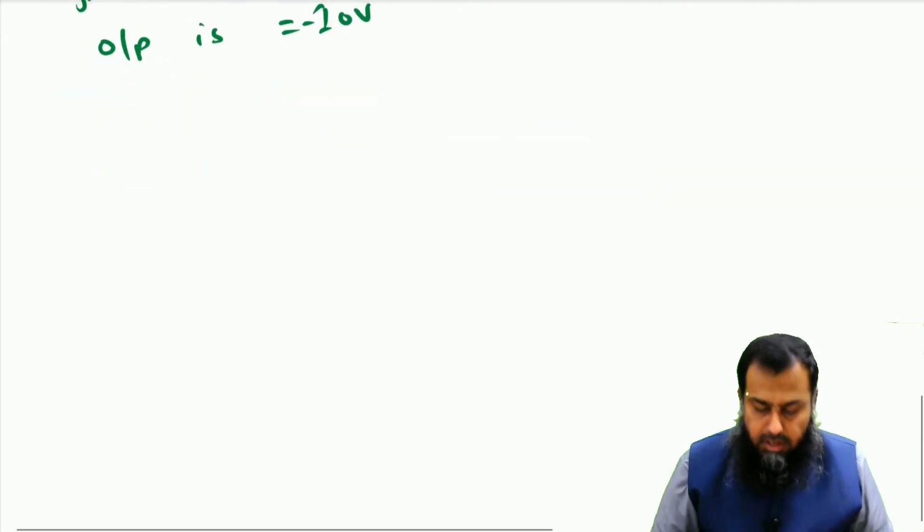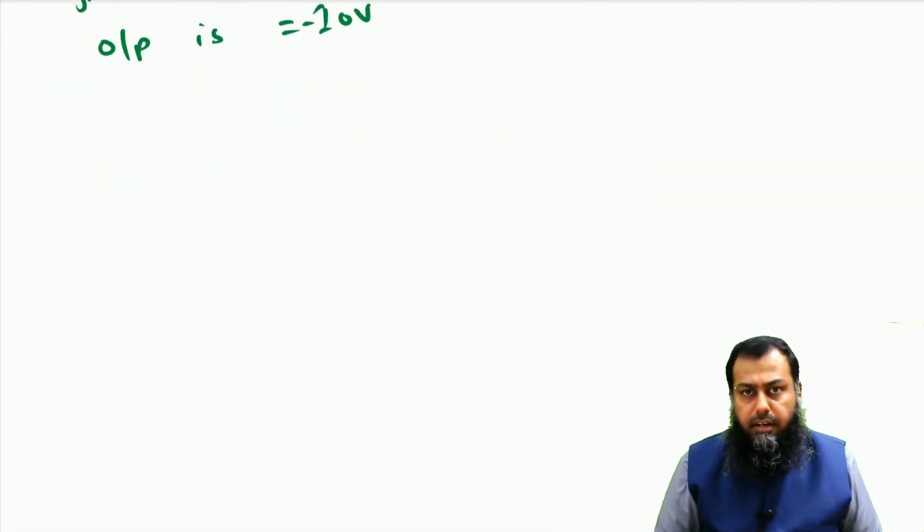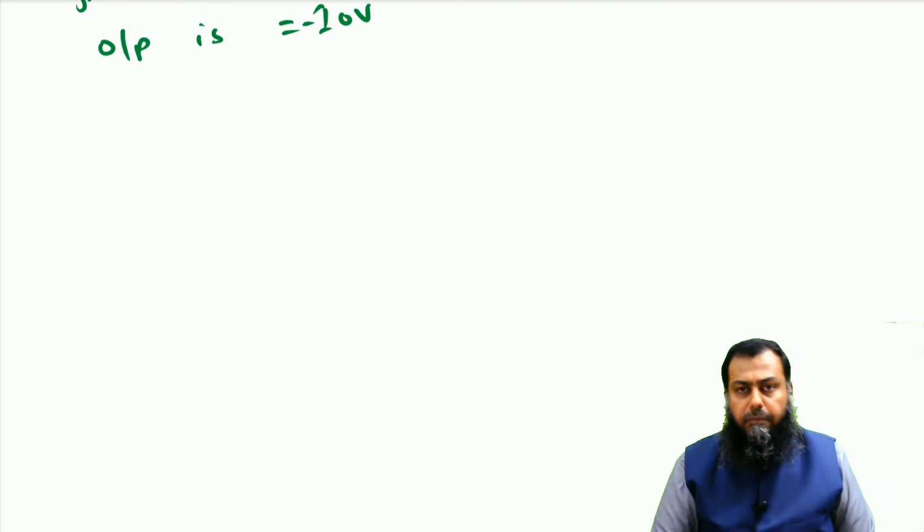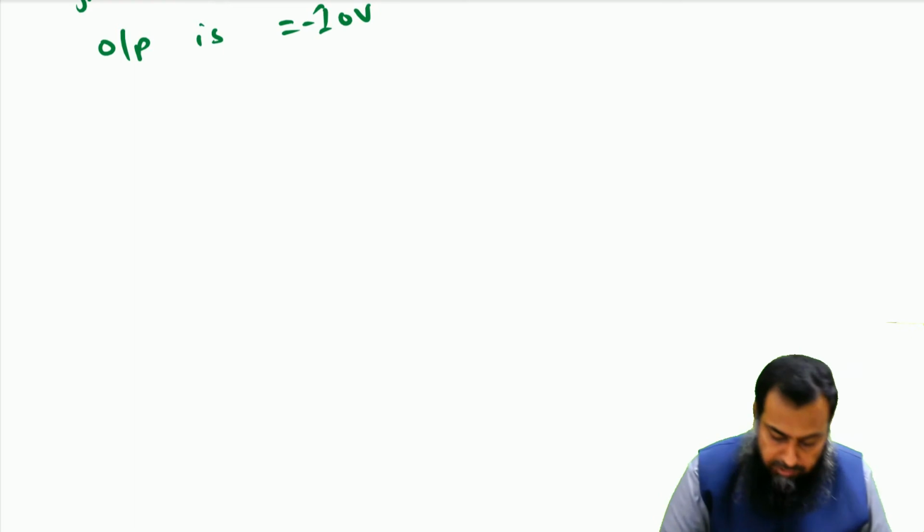There are various important circuits that can be built using the operational amplifier. For instance, there are two different types of amplifiers that are possible. One is an inverting amplifier and the other one is a non-inverting amplifier. So let us first start with the concept of the inverting amplifier.